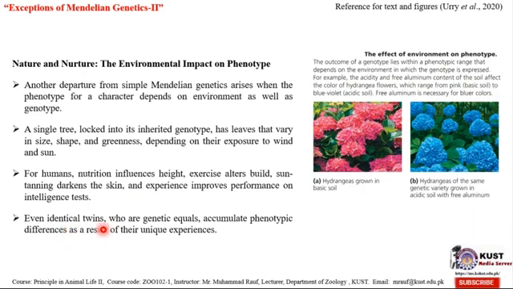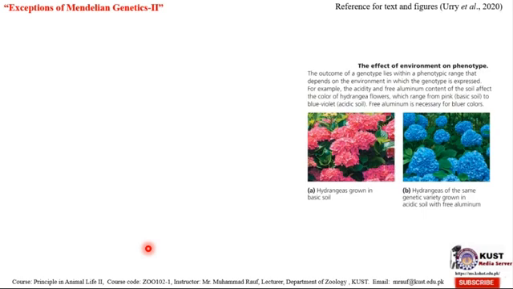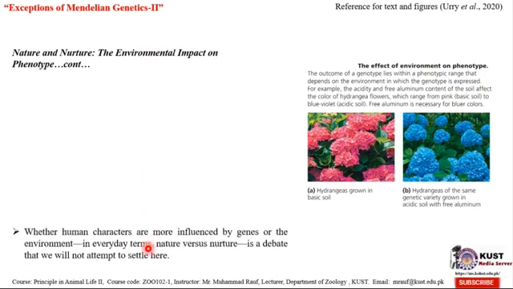Similarly, identical twins who are genetic clones, they may accumulate phenotypic differences if they are exposed to different environmental conditions. There may be differences in their phenotype, in their physical outlook, in their cognitive level, depending upon the experiences they face. So this is yet another example of violation from typical Mendelian genetics.